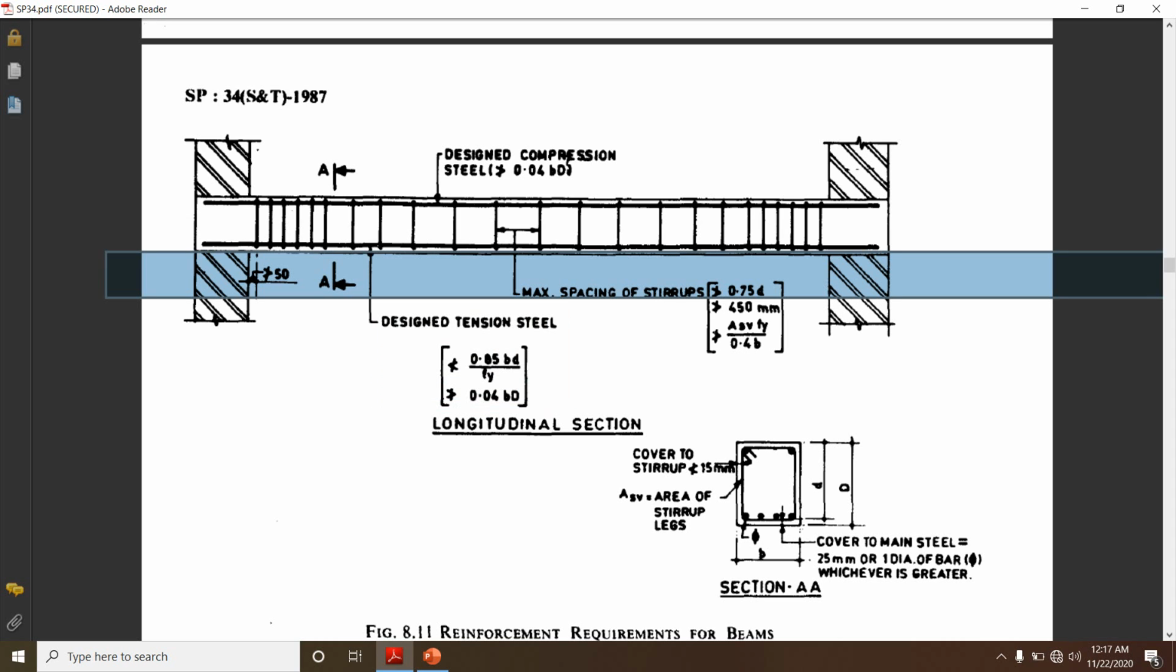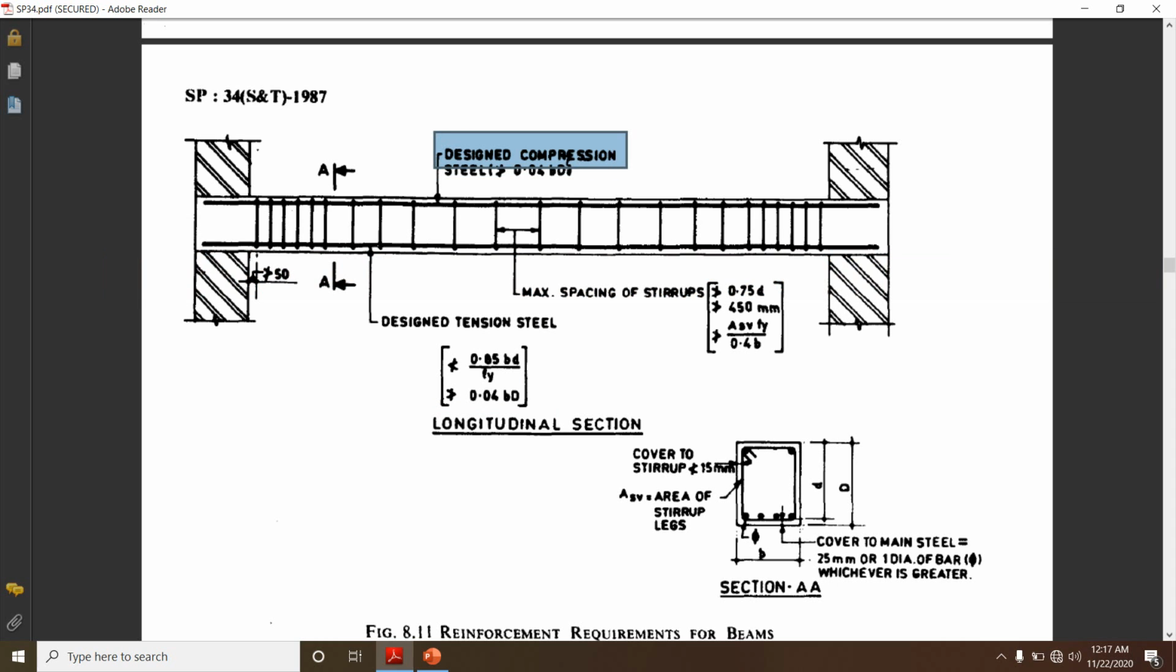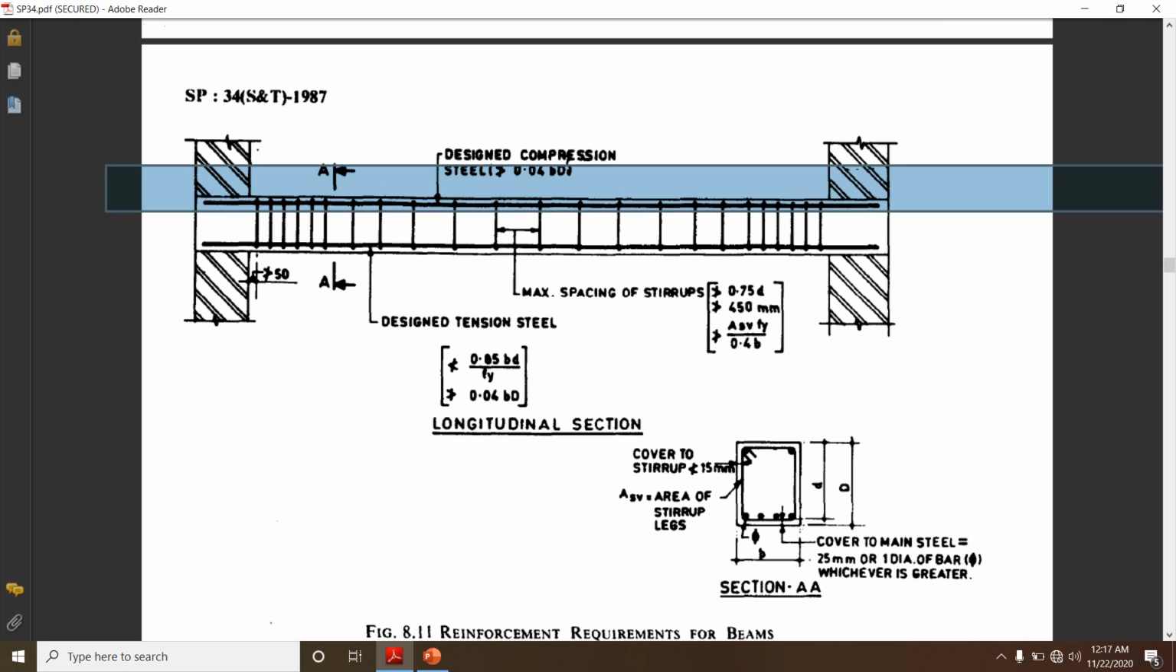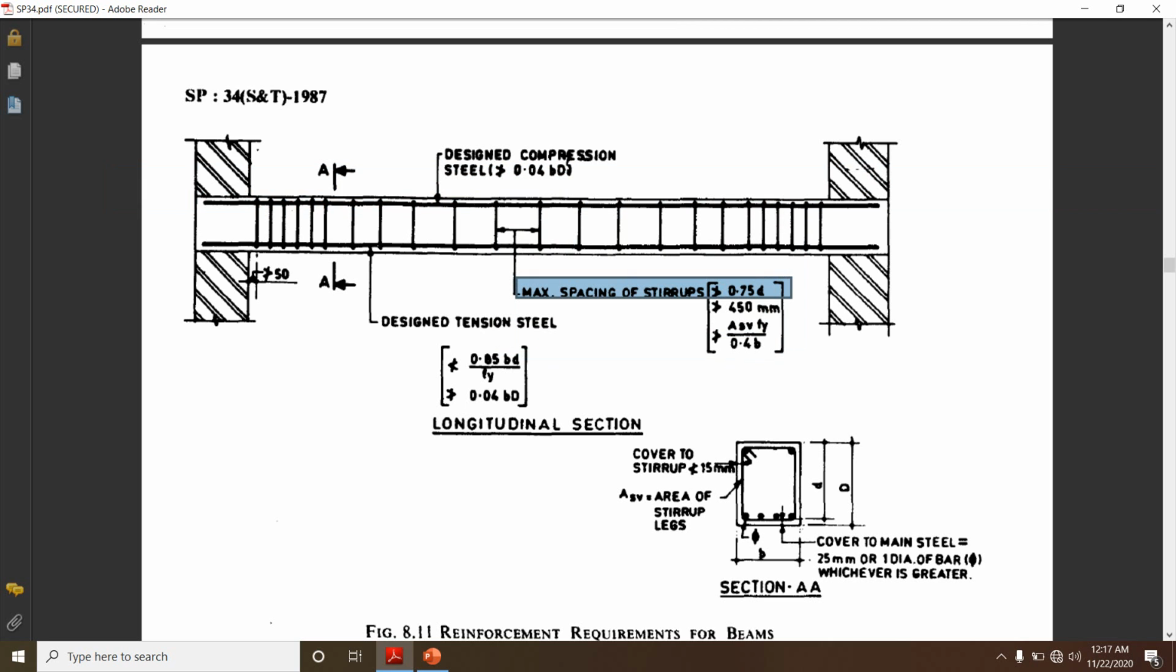Then next comes the top steel, that is, when it is designed for compression reinforcement, it should not be greater than 0.04 times B into D. Then next is regarding the stirrups. The maximum spacing of the stirrups should not be greater than 0.75 times d, or 450 mm, or Asv into fy divided by 0.4 b, where Asv is nothing but the area of the stirrup legs.